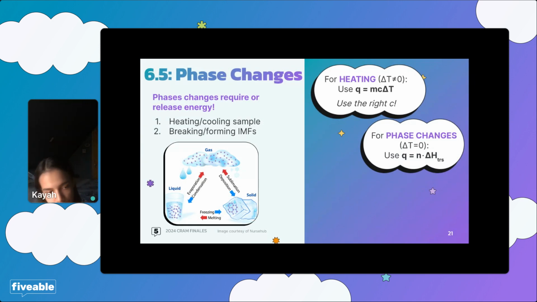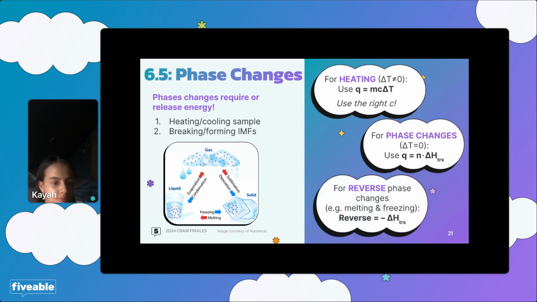And then for phase changes, use delta T equal to 0. So Q equals n times delta H. And then for reverse phase changes, for example, melting and freezing, reverse equals negative delta H.